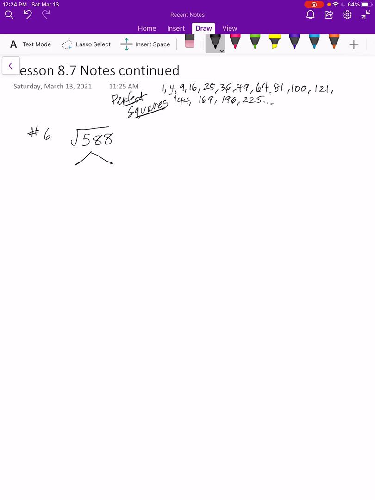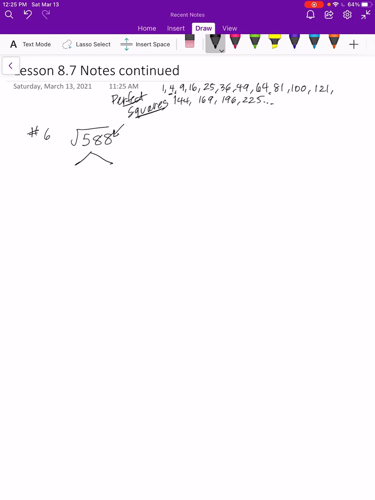It's a decimal. I don't try 25. And the reason being is if 25 is going to work, the number that you're trying to divide has to end in 5 or 0. That's the rule of 5. And 8 isn't a 5 or a 0. So I'm going to keep on going. So I'm going to skip over 25 and I'm going to do 588 divided by 36. Not even. So I keep on going.